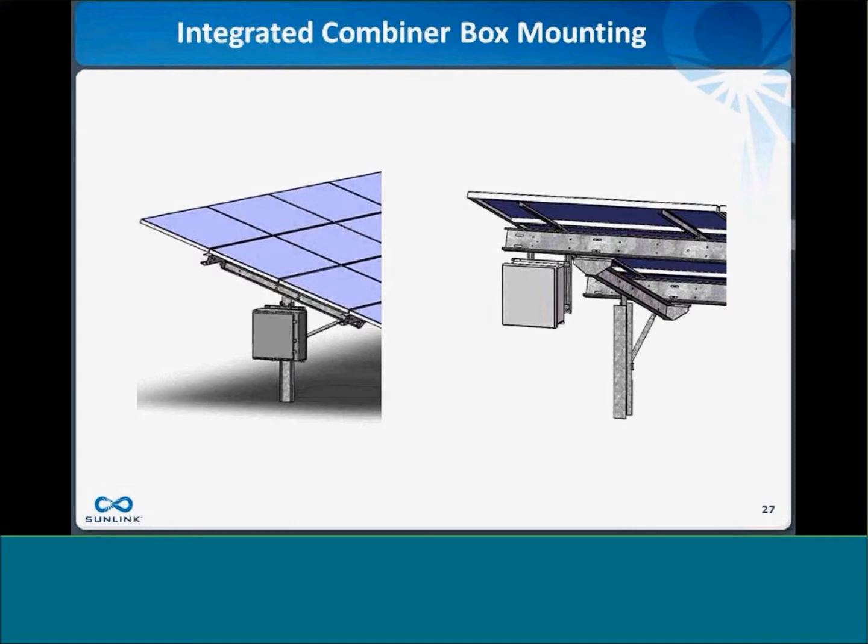A couple of different versions here. On the right-hand side, you're seeing one mounted to the purlin, a little higher off the ground, which creates nice access. Some folks prefer the combiner box mounted on the post. We have a solution for that as well. And for the combiner boxes, we make sure that the enclosures that we provide are compatible with the brackets, so it simplifies the entire installation process from that perspective.